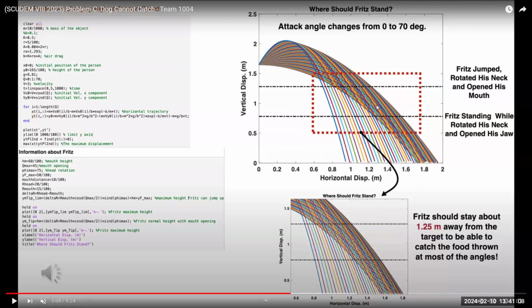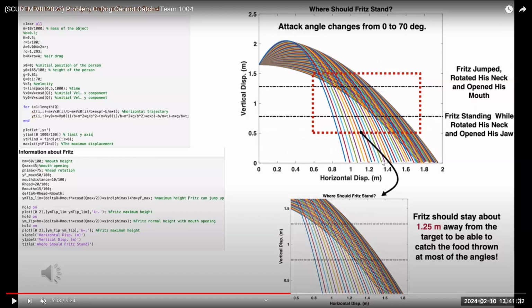This cluster shows if someone's randomly throwing an object, tossing it in the air, no matter what their angle of attack is, if you are within this region, that has the largest number of pathways for the particle to travel through, and you're most likely to catch the object if it's within those regions. So therefore, that's the region we say Fritz should stand in.